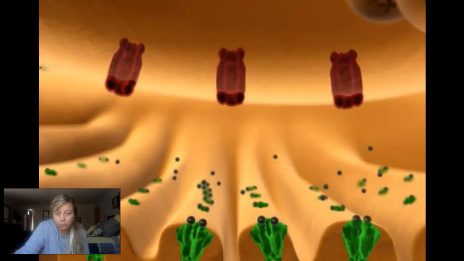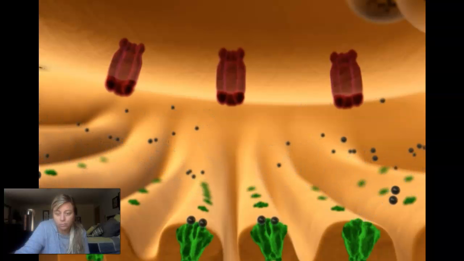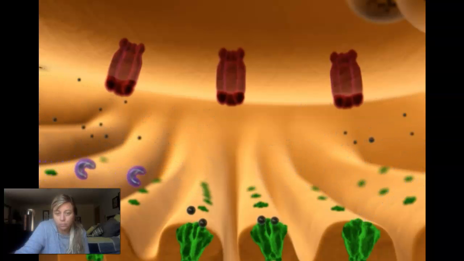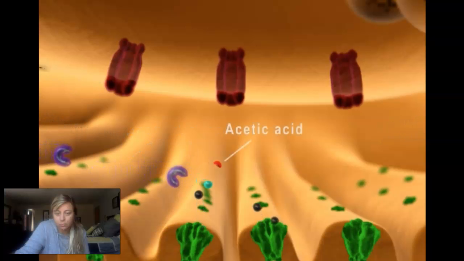Neurotransmission to a muscle fiber ceases when acetylcholine is removed from the synaptic cleft. This removal occurs in two ways. 1. Acetylcholine diffuses away from the synapse. 2. Acetylcholine is broken down by the enzyme acetylcholinesterase to acetic acid and choline. Choline is then transported into the axon terminal for the resynthesis of acetylcholine.